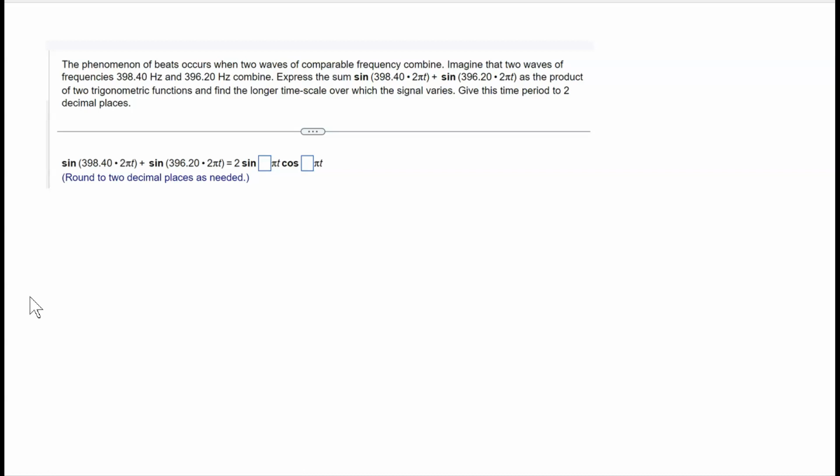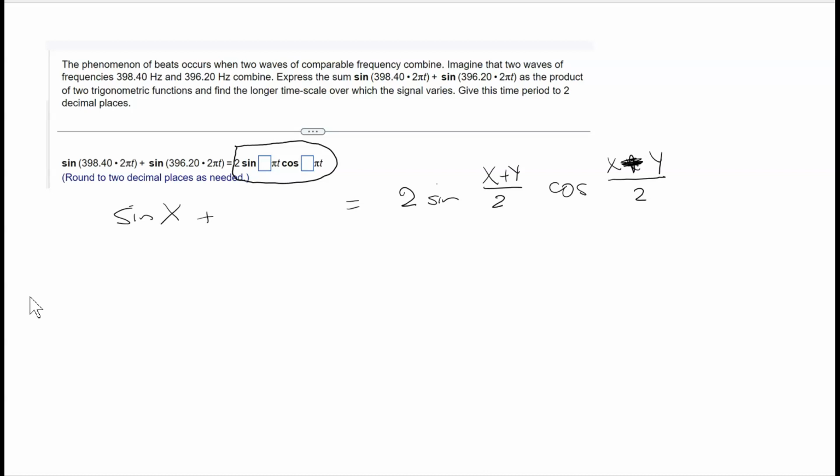We're talking about trig identities, and it gives you a clue. It wants you to write something as 2 sine something pi t cos pi t. The trig identity to choose then must have 2 sine something cos something. So if you look it up, you find one that says 2 sine of (x plus y) over 2, cos of (x minus y) over 2, and that's equal to sine of x plus sine of y.